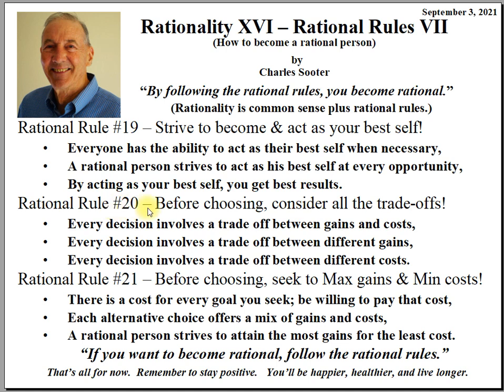Rational Rule 20: before making a choice or choosing an alternative, consider all the trade-offs. Every decision involves a trade-off between gains and costs, what you expect to gain and what you have to pay for it. Also, every decision involves a trade-off between different gains. Different alternatives will have pluses on some gains and not so many pluses on another. Also, every decision involves a trade-off between different costs. Each alternative will have a different set of costs.